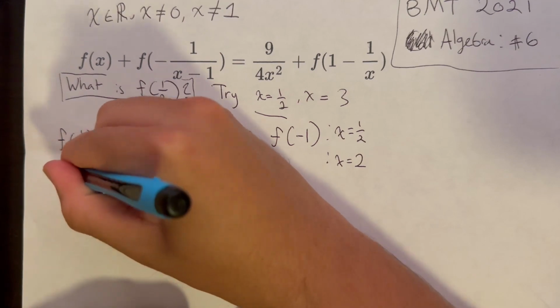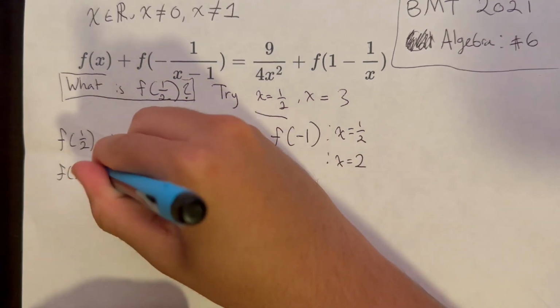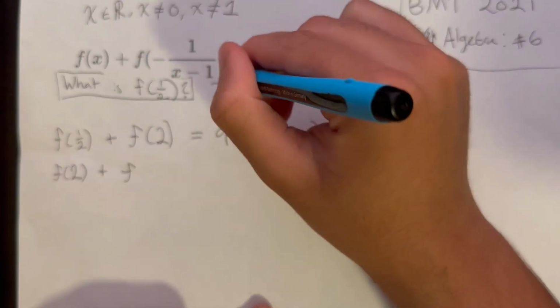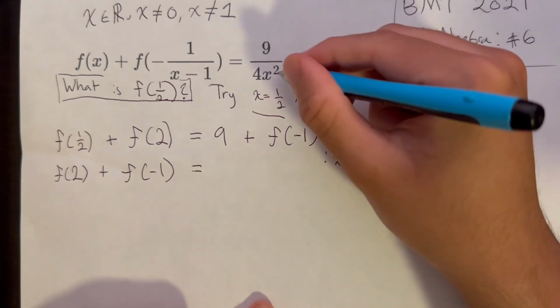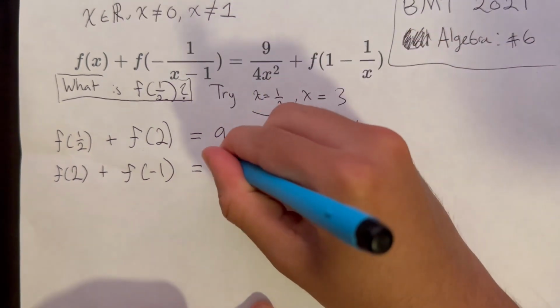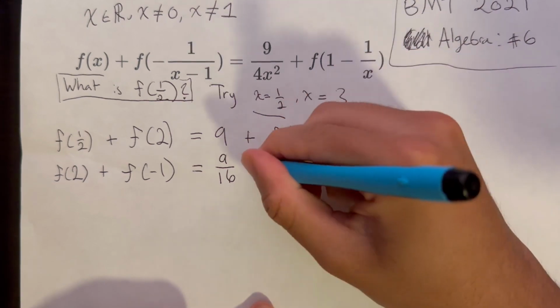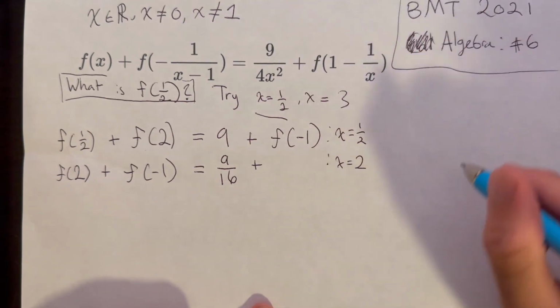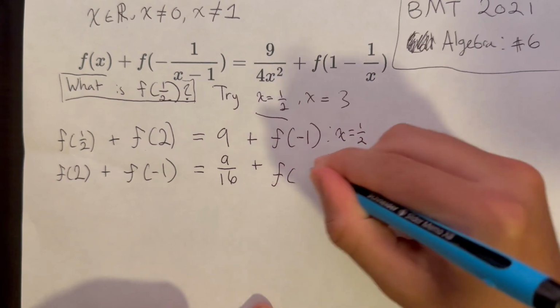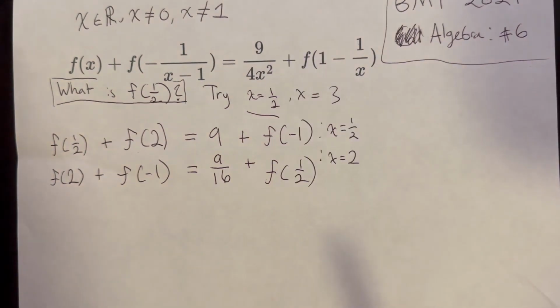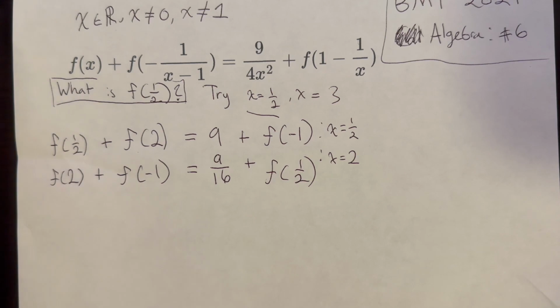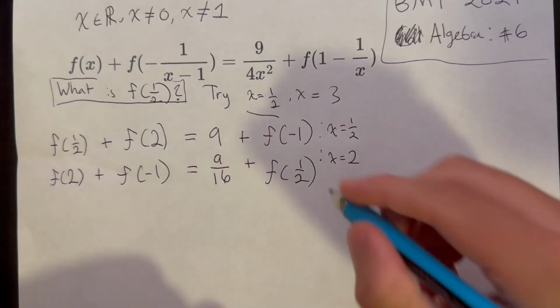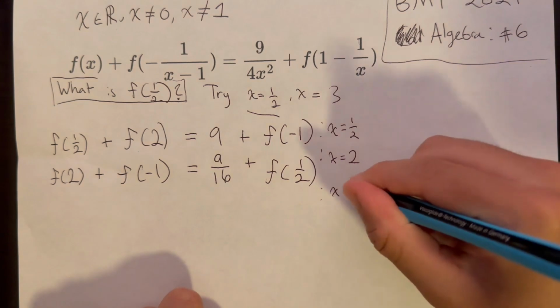Well, we get f of 2 plus f of 1 over 2 minus 1, which is 1, so f of negative 1, equals 2 squared is 4, so that's 9 over 16, plus 1 minus 1/2 is going to just be 1/2. And you'll see pretty quickly that there's kind of a pattern going on here. All the functions have the exact same numbers, just in different places. So finally, that kind of gives us the idea to let's just try x equals negative 1.